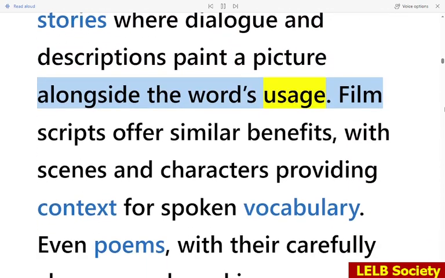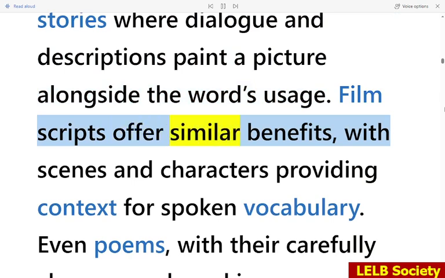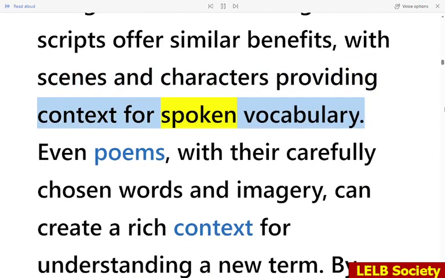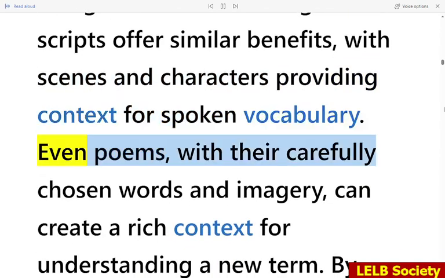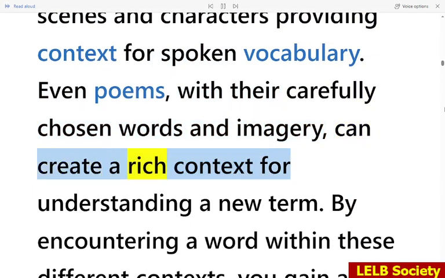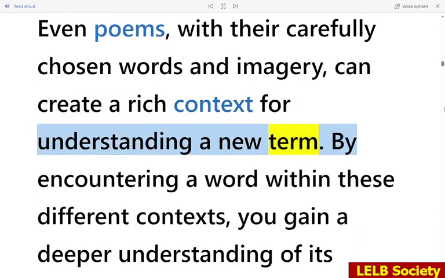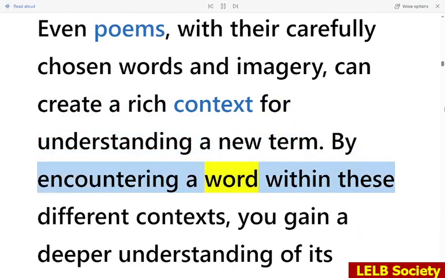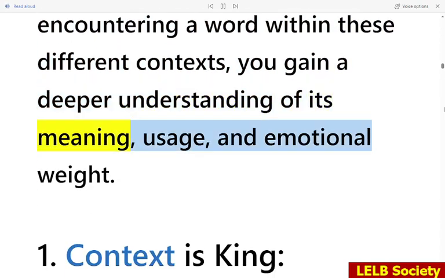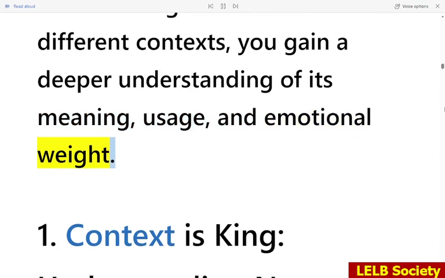the word's usage. Film scripts offer similar benefits, with scenes and characters providing context for spoken vocabulary. Even poems, with their carefully chosen words and imagery, can create a rich context for understanding a new term. By encountering a word within these different contexts, you gain a deeper understanding of its meaning, usage, and emotional weight.